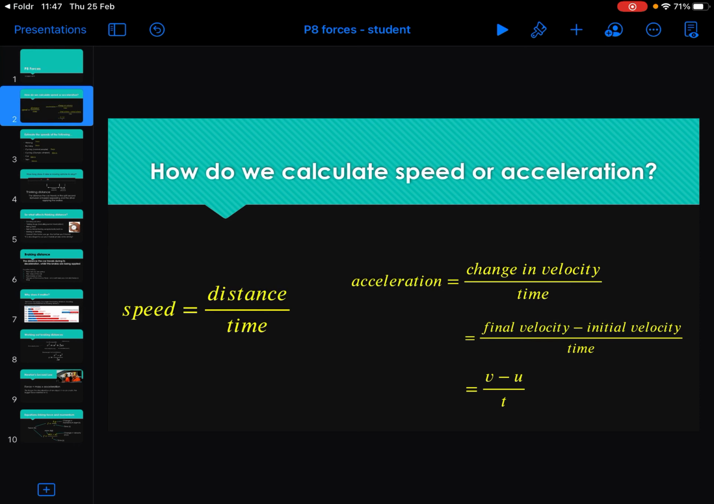So, first bit is two equations you saw in P2, really nice and easy. Speed is distance divided by time, and acceleration is change in velocity divided by time, or v minus u over t.